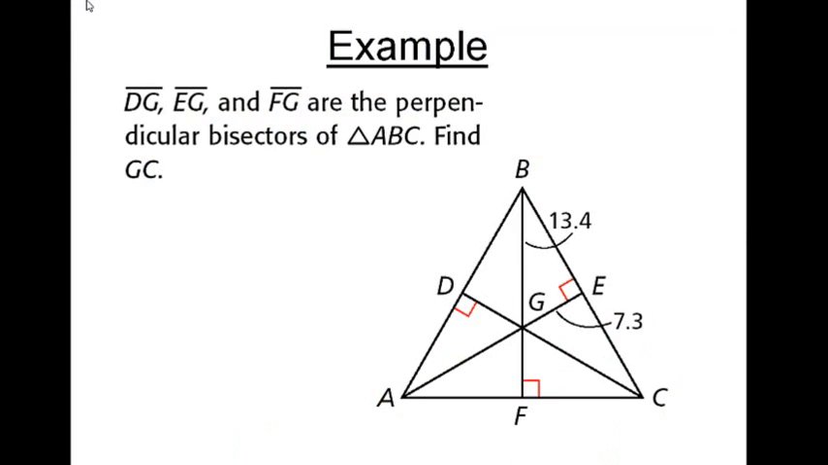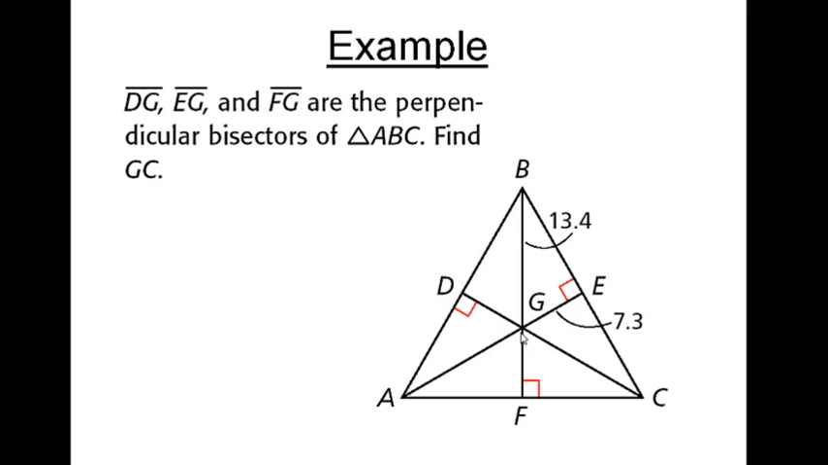Okay, so on our first example, they're telling us here that DG, EG, and FG are perpendicular bisectors of triangle ABC, and they want us to find the length of GC. So right here, the length of GC is right here. If we take a look, GE, DG, and GF are our perpendicular bisectors. Point G right here is our circumcenter.